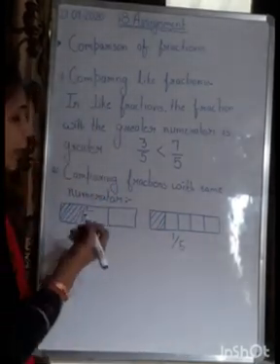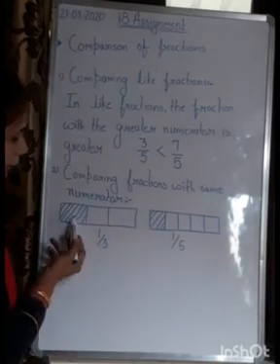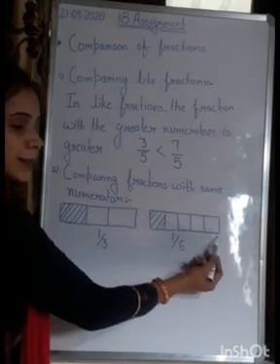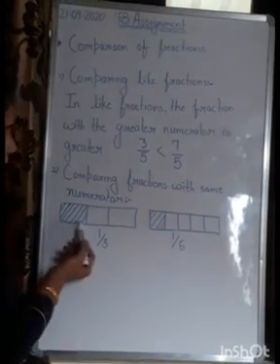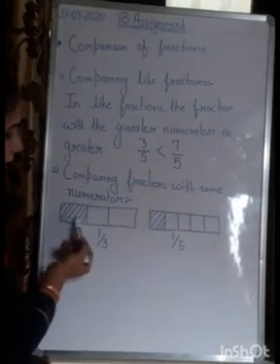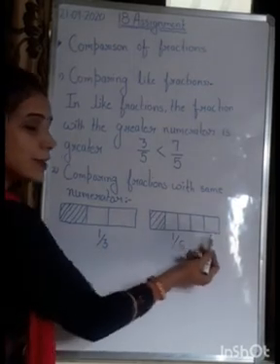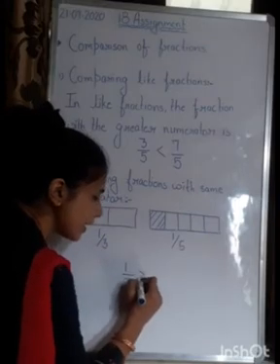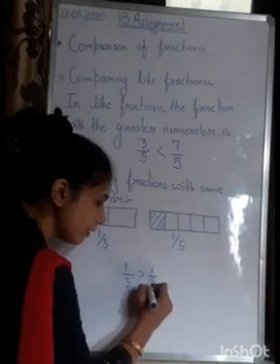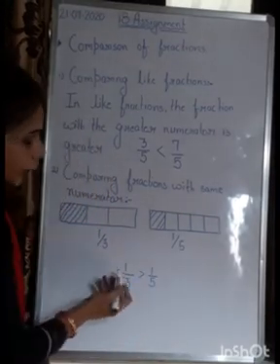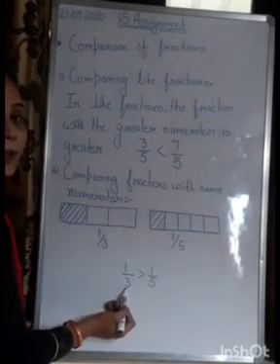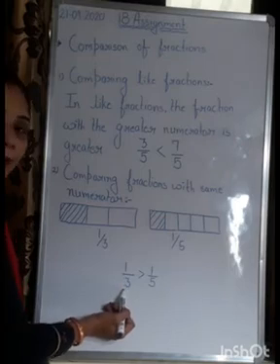Clear? Now it is clearly visible that the one part out of these 3 is greater than the one part out of these 5. You can see this part out of these 3 is greater than this part out of these 5. So we concluded that 1 by 3 is greater than 1 by 5. Clear? So if the numerators are the same, then the fraction with the smaller denominator is the greater fraction.